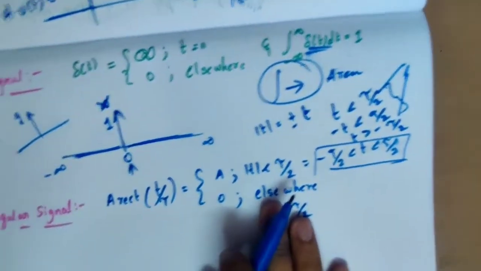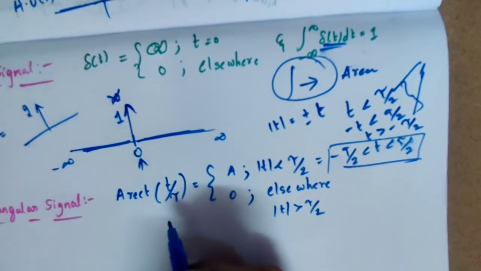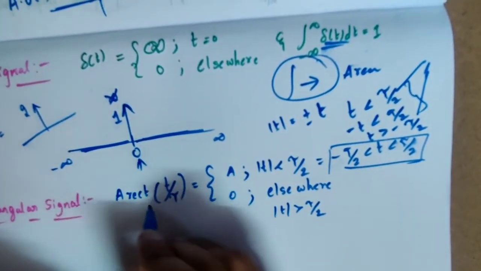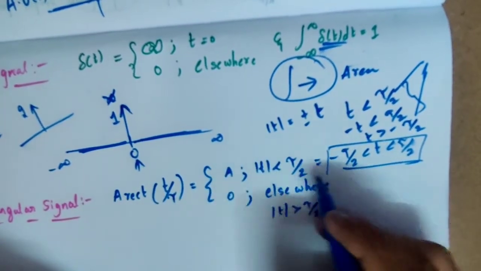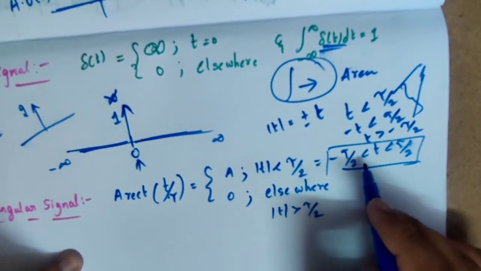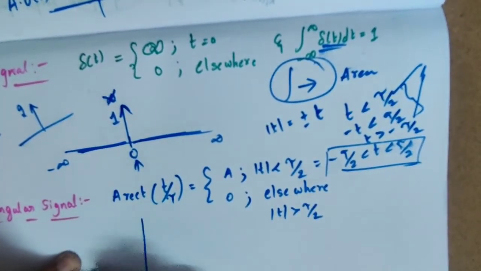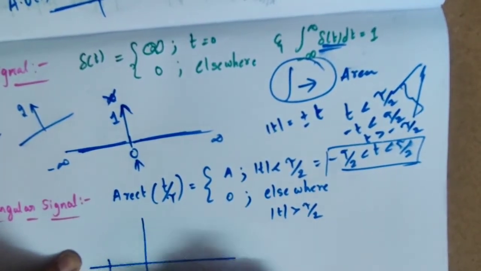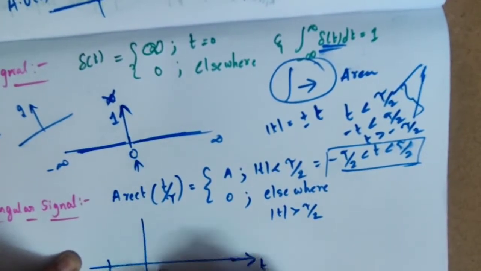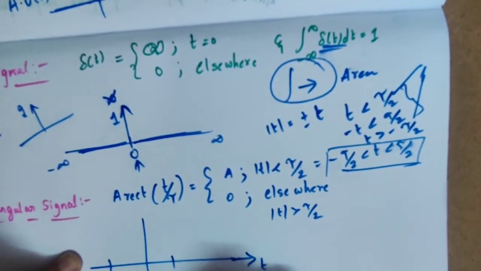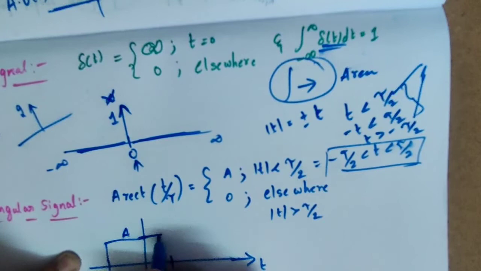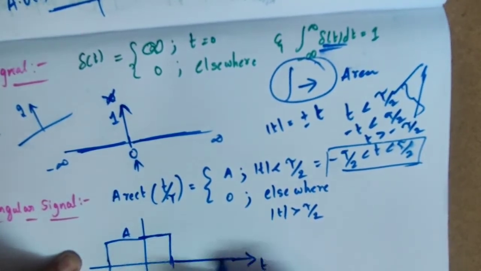Okay, so what is this saying now? This rectangular function, A rect of t by tau, is equal to A for t from minus tau by 2 to tau by 2. Let us draw the graph. This is the time axis. This is minus tau by 2, and this I will consider as tau by 2. What's the amplitude at this point? It is A. Elsewhere it is 0.